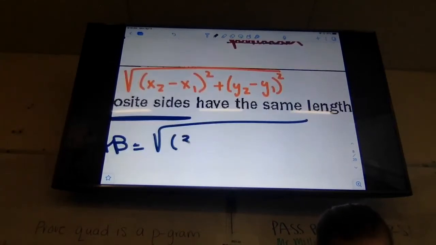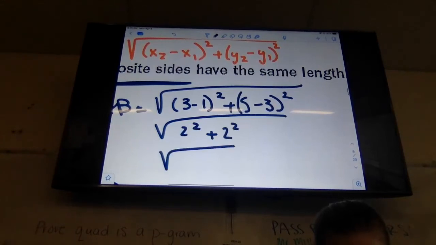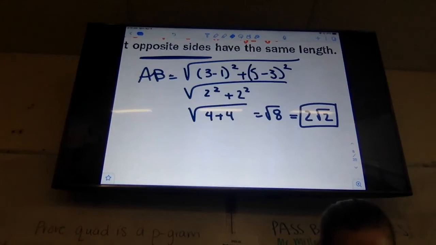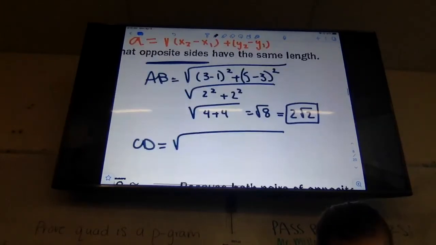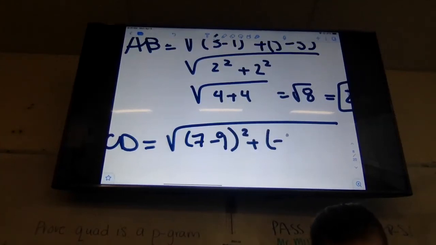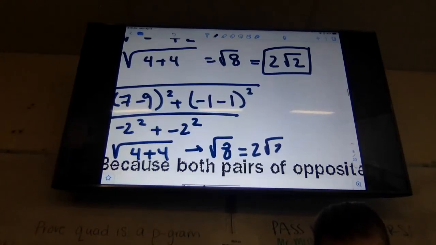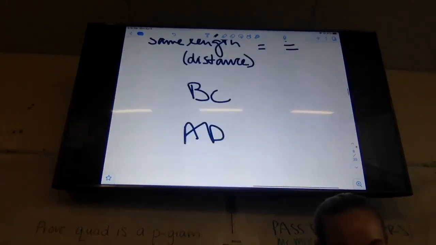-1, 5 minus 3. I'll come back to my work, but I have AB and CD already done. Quinn, I know you're doing that distance formula, right? Of course.